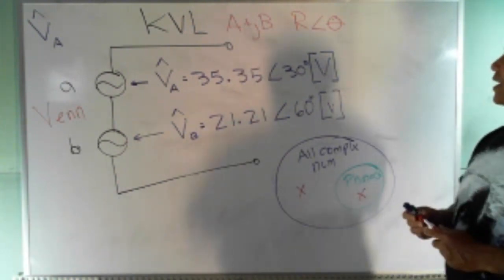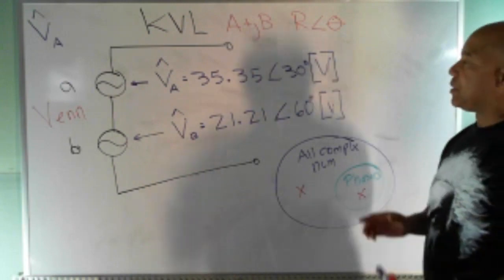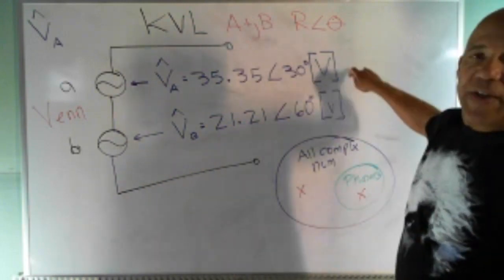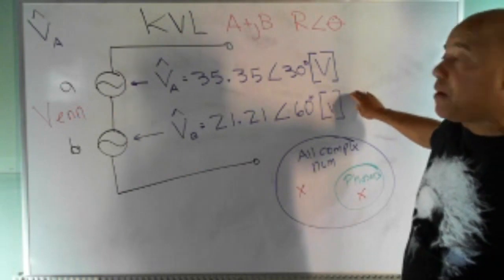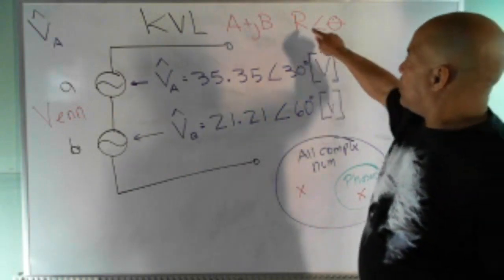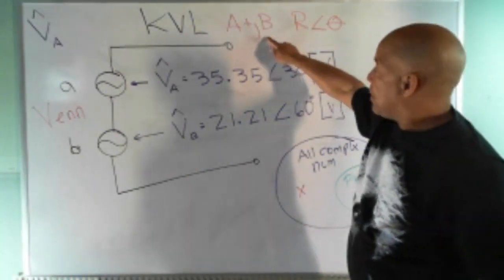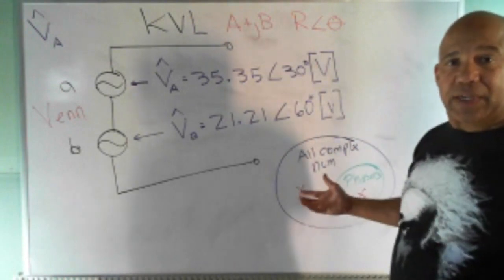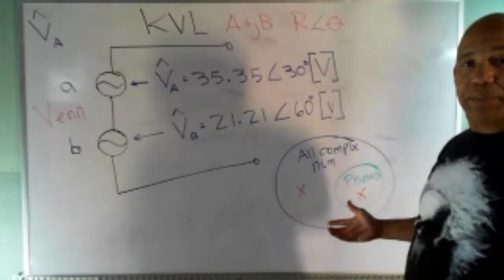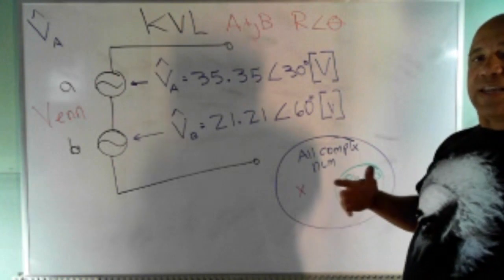And if you understand that, what this means is, even though these are phasors, they're complex numbers. Therefore, I can convert these to rectangular form, and I still have a phasor. It's just expressed in rectangular form because it's really also a complex number. Now you can kind of see where I'm going with this.